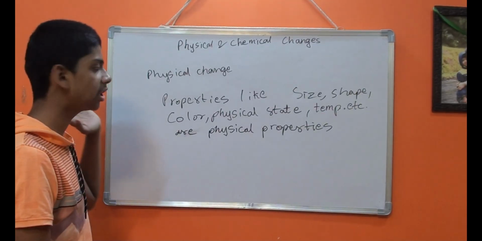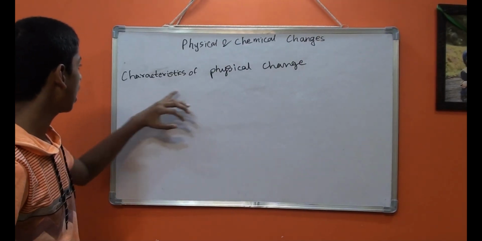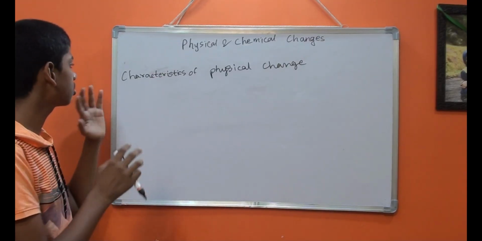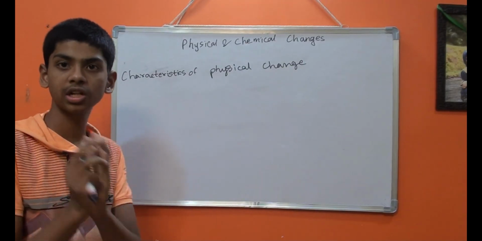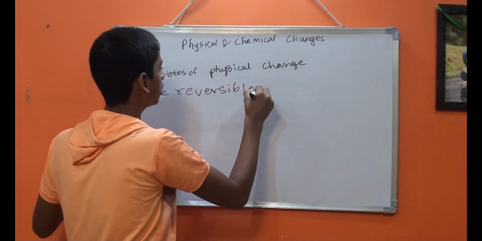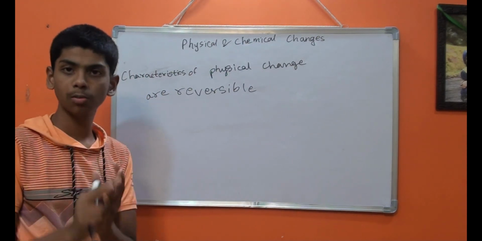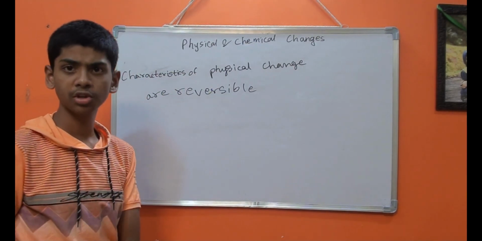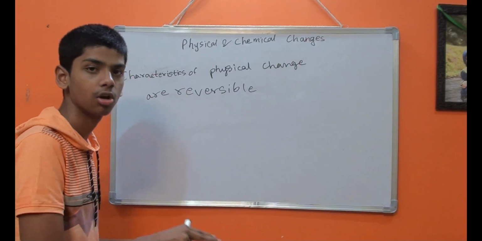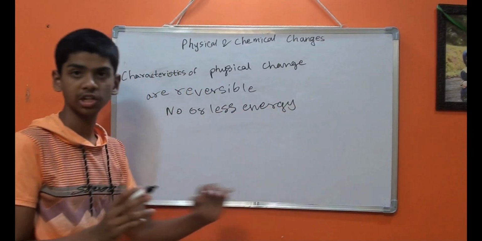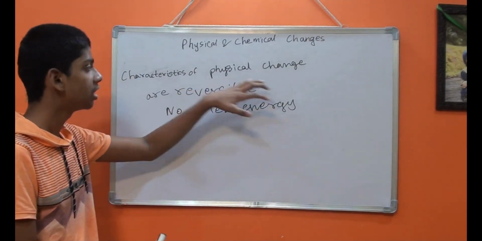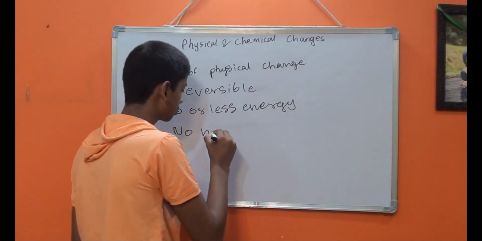Now let's see the characteristics of physical change. Most physical changes are reversible and they can be reversed by a simple process. For a physical change to take place, there is a requirement of less energy or no energy at all. Now no new substance is formed in a physical change.